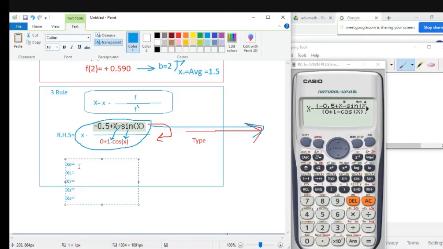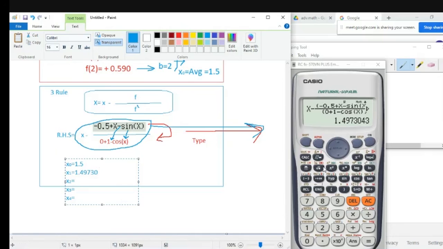You should tell me the first one, it was what? Here it's written. X naught is 1.5, correct. Then directly the solution will be finished. I will press calc, put 1.5 and press equal. It will give me the answer. As you can see, x1 is equal to 1.49730. At least you should copy 4 digits.